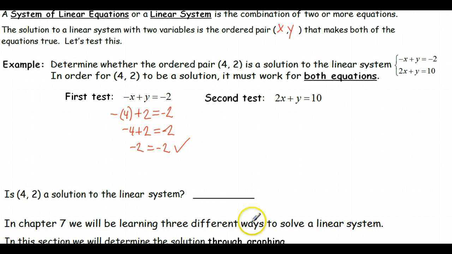Yes. Now we can't just say that it is a solution since we had one true test. You have to test both equations. So let's go ahead and plug in x and y into the second equation. 2 times 4 plus 2 needs to equal 10. 2 times 4 is 8, plus 2 is 10, and it does equal 10. So the question, is 4, 2 a solution to the linear system? Now we can actually say yes.